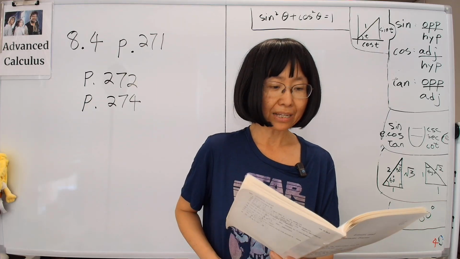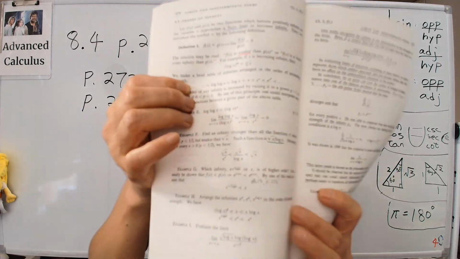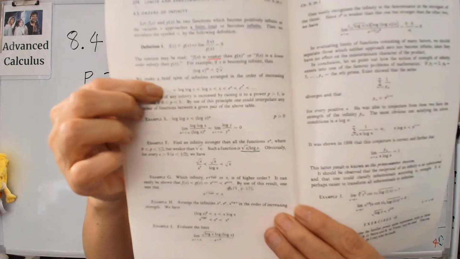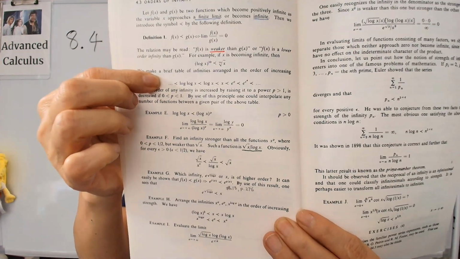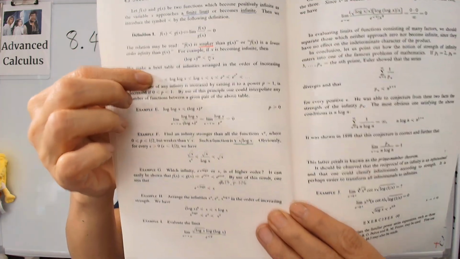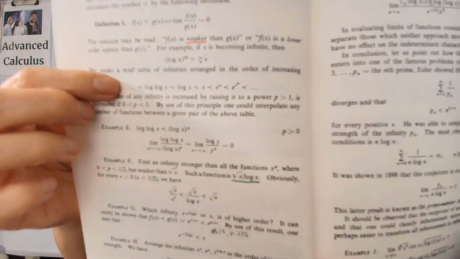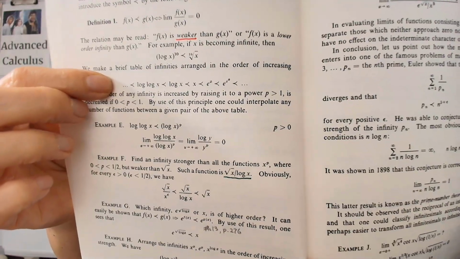Okay. So in general, we have a table here that is fairly obvious, so I'm not going to bother proving it, but that log log x is weaker than log x, which is weaker than x, which is weaker than x e to the power x, and then e to the power x. Okay, so that is a list of weak stuff.